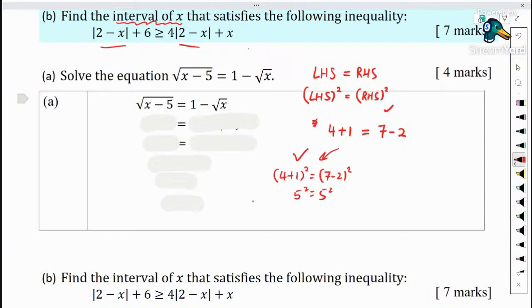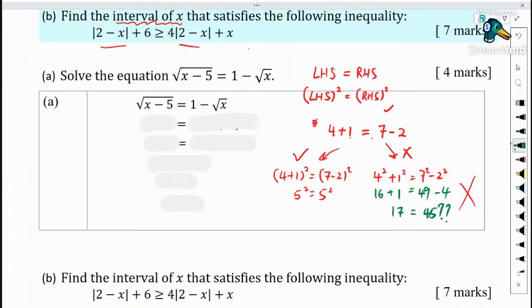But many students may have the misconception that when they square both sides, which is this wrong concept here, they square each of the terms, so you have 4 squared plus 1 squared equals to 7 squared minus 2 squared. And obviously this calculation is wrong. You can try to check. 4 squared is 16. 1 squared is 1. 7 squared is 49. 2 squared is 4. So 17 versus 45. Do they happen to be still equal? Obviously, no. That's why this is not proper. So squaring both sides is the whole thing being squared.